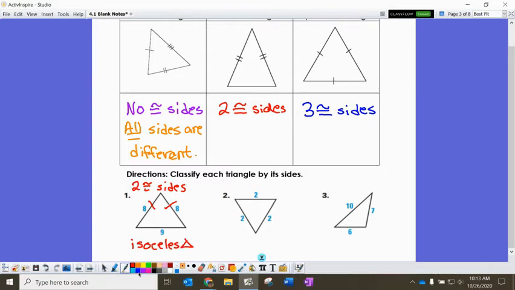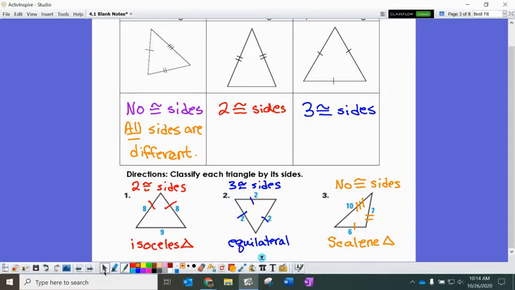Okay, this next one, if we take a look at it, all three sides are congruent. All three sides measure 2. So if we have 3 congruent sides, what kind of triangle is that? It's an equilateral triangle. Now this last one, remember we said is the most common. We've got a side that's 6, a side that's 7, and a side that's 10. All three of those are different, so no congruent sides means this is a scalene triangle.